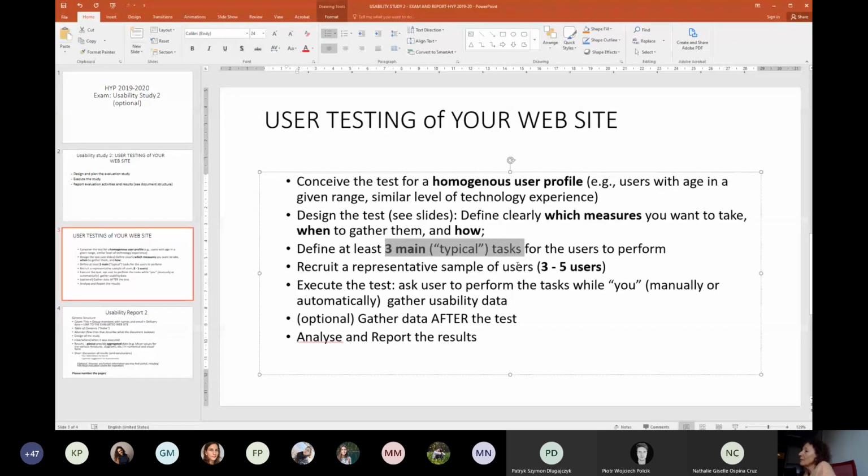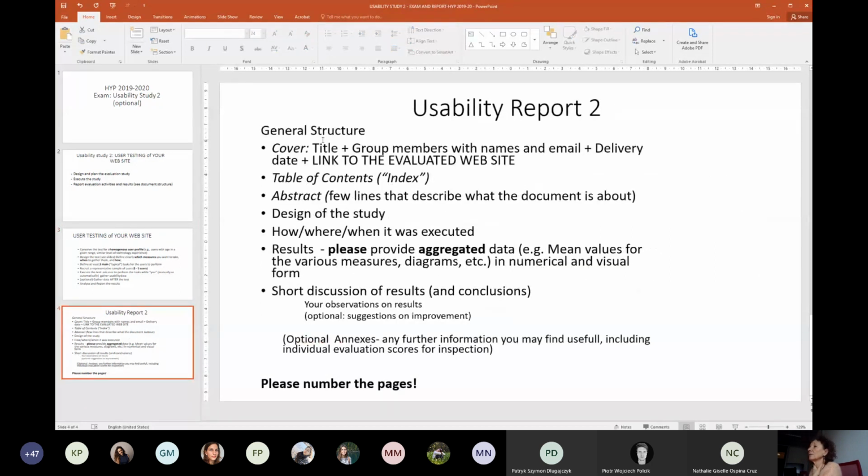Recruit a representative sample of users. Again, the users should be 5. However, if you want to have a flavor of your application, with 3 users it's okay. Do it with 3 users. You will get a lower score, but you will still have a very educational experience. Execute the task, during or after, analyze and report the results. Now that is the structure of the usability report.